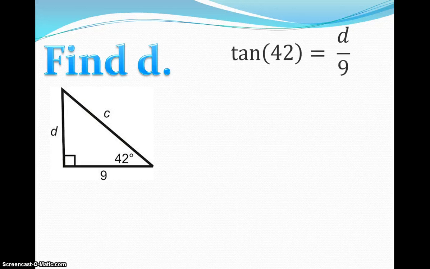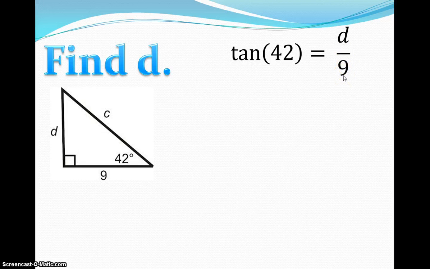So we know we want to find the opposite, and we know the adjacent. If we're thinking to ourselves, okay, opposite, adjacent, that should lead us to the fact that we should be using tan. And so what we're going to do is we should have written down that tan of 42 is equal to the opposite divided by my adjacent.